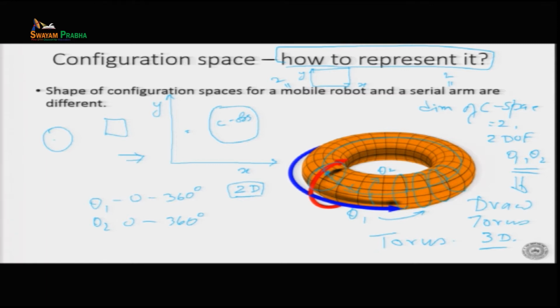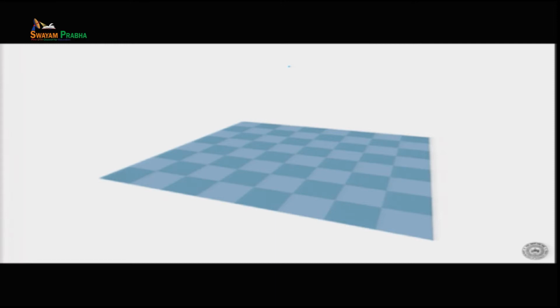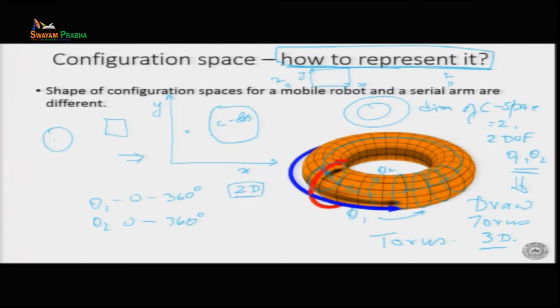If I try to draw a torus in 2D, it will become something like this. This is something important to note, and we will see as we go further how you represent it. Now let's go further. We also talked about the toroidal space, that if I were to cut it, it's very difficult to visualize this space, this toroidal space.